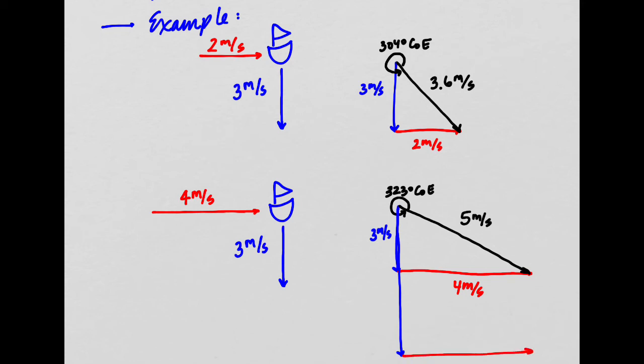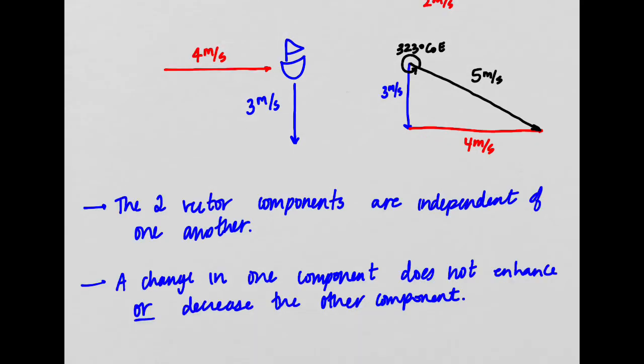So now I would have a different resultant with a different magnitude and a different angle. But it does nothing to the one vector component, and it does nothing to the other vector component. It cannot increase it, it cannot decrease it. They are completely independent of one another. So again, the two vector components are independent of one another, and we see that in this example because a change in one of the components does not enhance or decrease the other component at all.